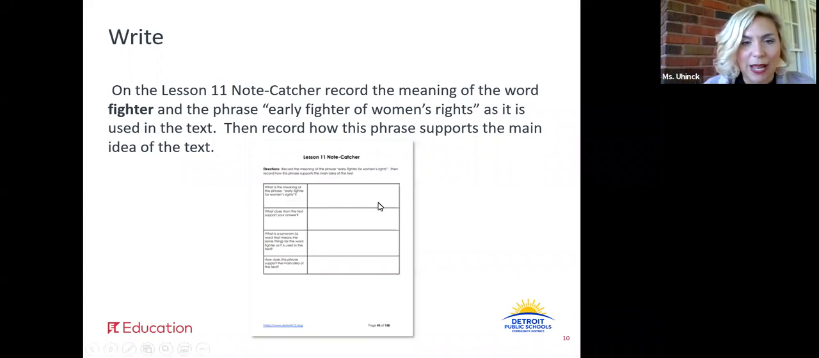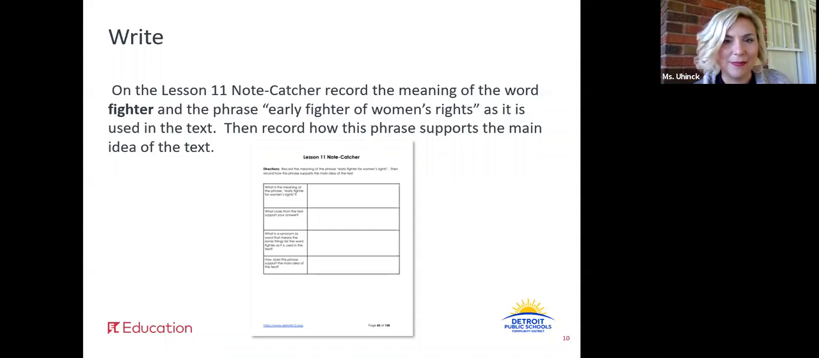In the first row, it asks you to write the meaning of the phrase early fighter for women's rights. Once you've done that, below it, you're going to put some of the clues from the text that support your answer. We just talked about this, right? So think about our discussion we just had. Then in the third row, you're going to write that synonym that you just talked about for the word fighter. And in this last row, you're going to write how this phrase supports the main idea of the whole text. Remember, you can refer back to the lesson 10 note catcher to help you with the main idea of the whole text. All right, pause this video and go ahead and do your writing activity.